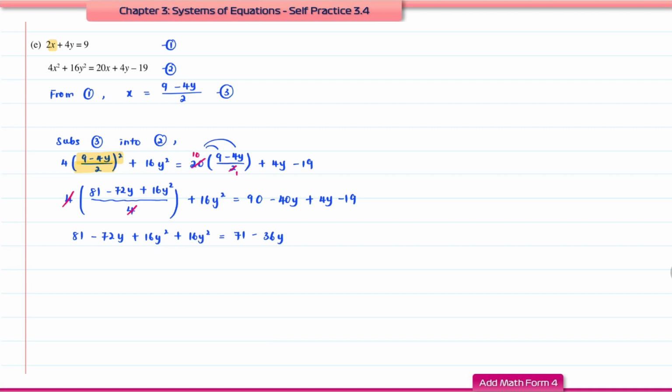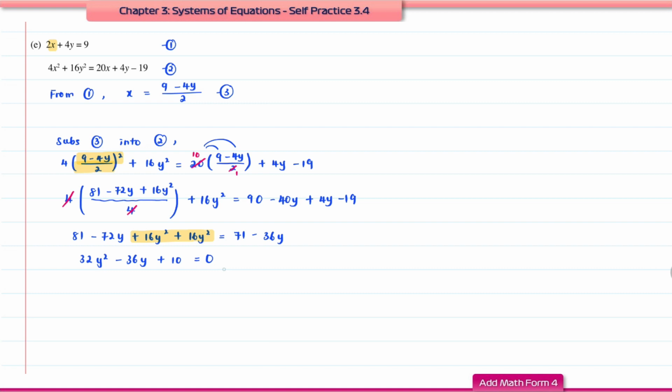Alright, so this is actually a quadratic equation, so we're going to move everything to the left hand side. So, and we're going to solve for the like term as well. So this positive 16y plus this 16y squared, you're going to get 32y squared. Alright, and then this negative 72, we're going to plus with this 36y when you move it to the left hand side. So you're going to get negative 36y, and then 81 minus 71, you're going to get a positive 10.